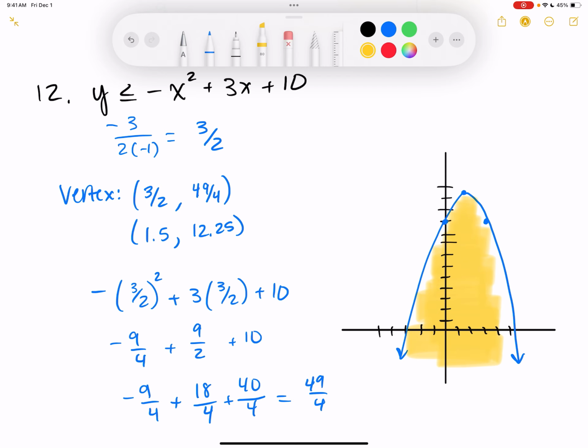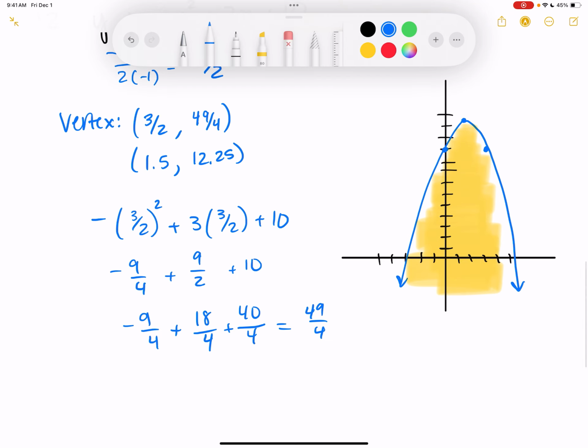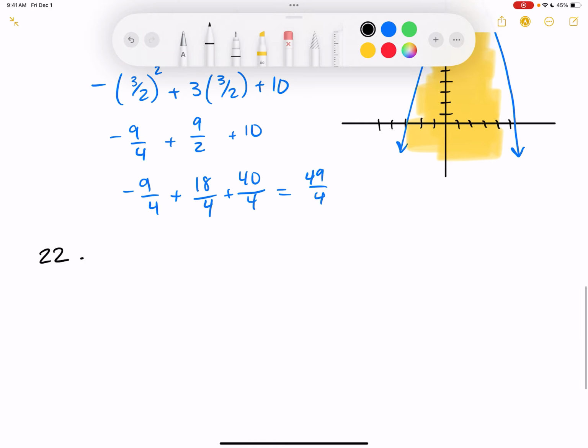So 22, this is the last one, I promise. y is greater than or equal to x squared minus 4. And I'm going to write the other one over here. y is less than or equal to negative 2x squared plus 7x plus 4. So these are both going to get graphed on the same thing.